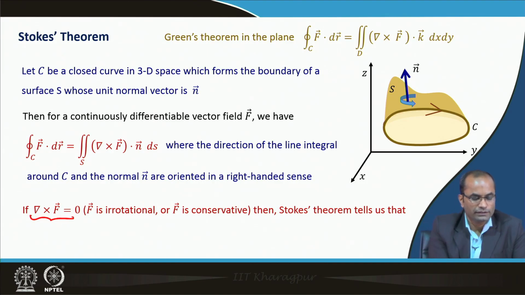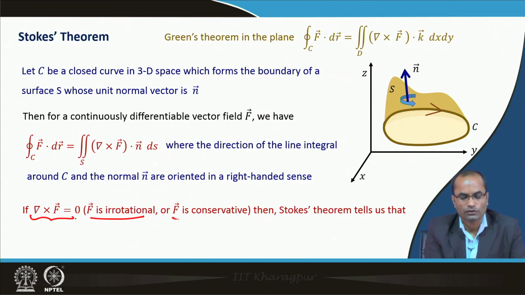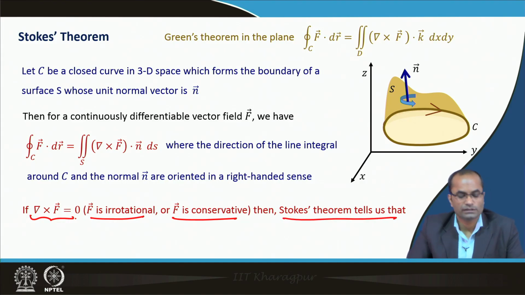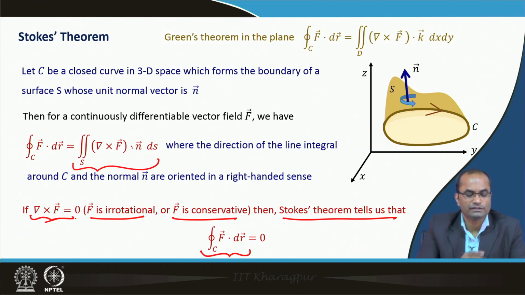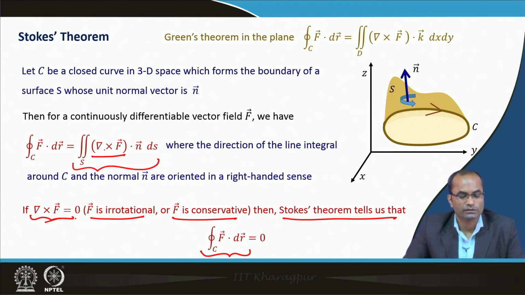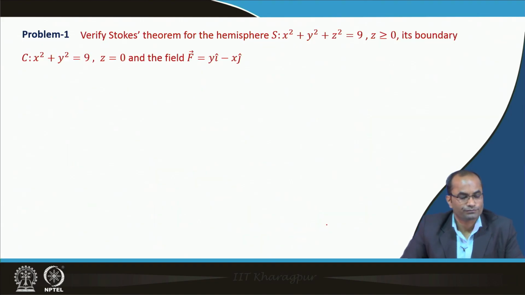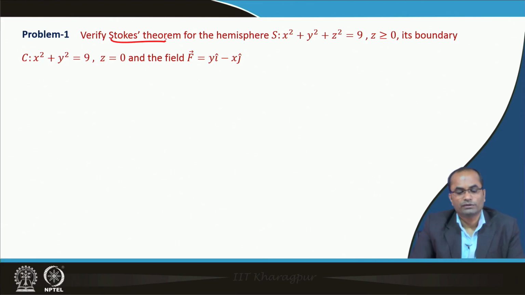Just a corollary here: if curl f is 0, that means if f is irrotational or conservative, which we have already discussed before, then Stokes theorem tells us that the integral of f dot dr is going to be 0, because the Stokes theorem says it is equal to the surface integral, and if curl f is 0, the surface integral will become 0, and the curve integral is equal to 0. So we will verify Stokes theorem in this problem for this hemisphere.